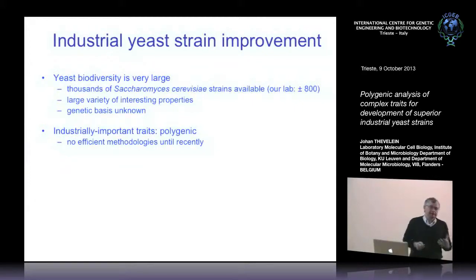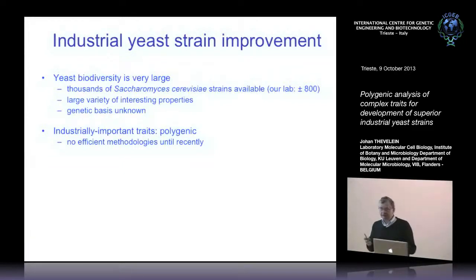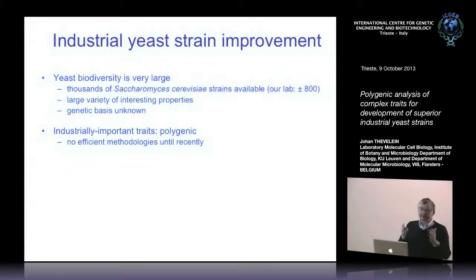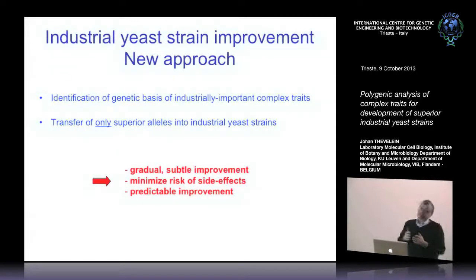What is the biggest challenge? The biggest challenge is that most of the industrially important traits are polygenic traits, complex traits, traits that are determined by multiple genes, not just by one gene. And until recently, there were no efficient methodologies to identify all the genes, all the mutant genes, all the alleles that were involved in establishing a polygenic trait, a complex trait. And this is what we have developed.